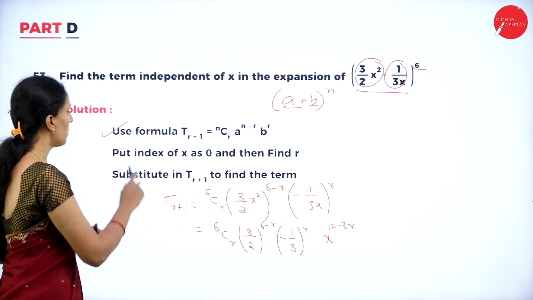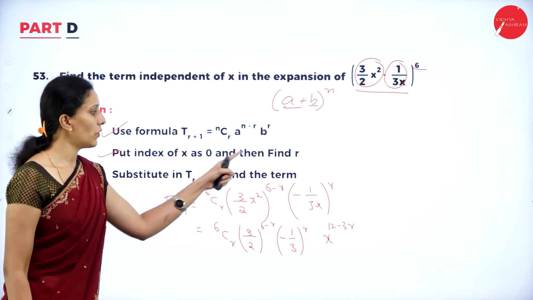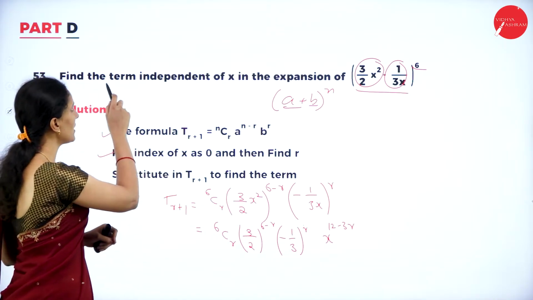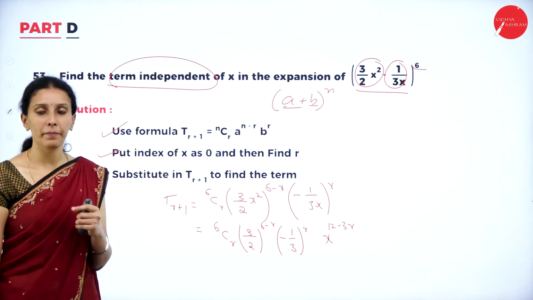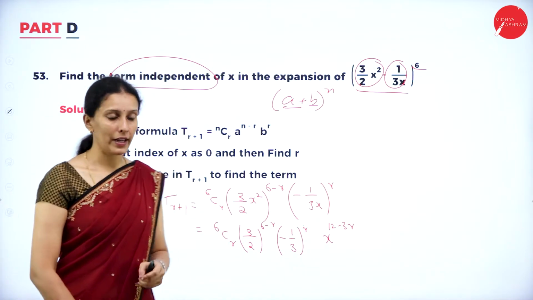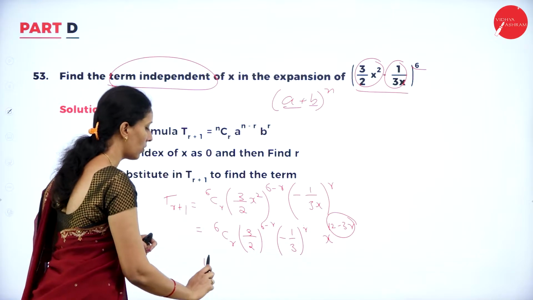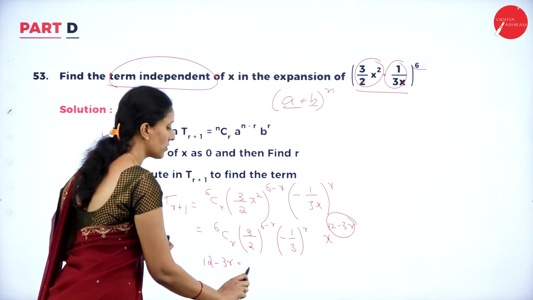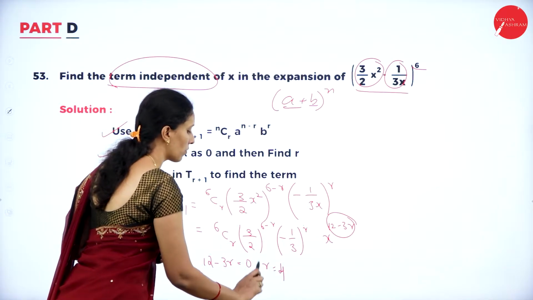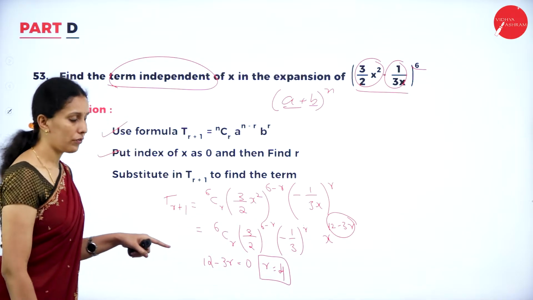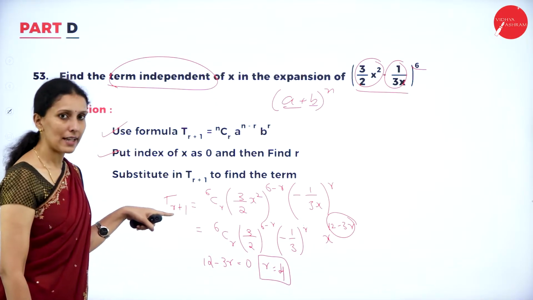Next, put the index of x as 0 and then find r. Why? Because it is given that it is term independent. Term independent means it contains no variable. Therefore, we need to put the index of x as 0. 12 minus 3r is equal to 0 means we get r is equal to 4. After getting r is equal to 4, substitute back into the same equation.